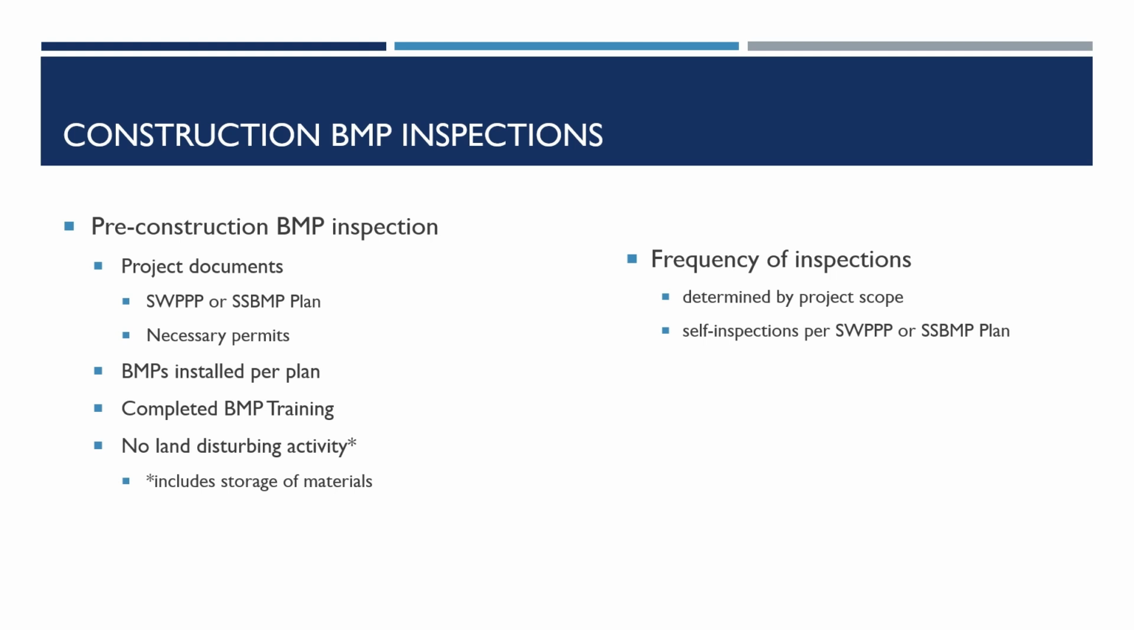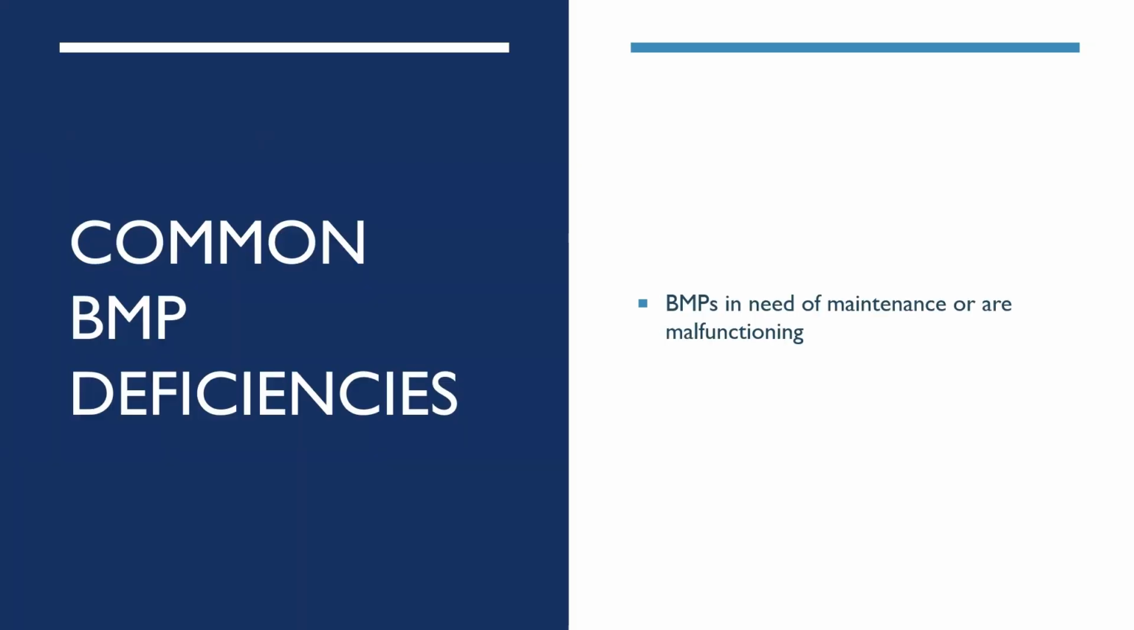Throughout the life of the project, the team must conduct self-inspections of the construction site and on-site BMPs as outlined in the SWIP or SSBMP plan. Typically, these inspections are conducted weekly. Common BMP deficiencies. AirEE BMP inspectors will identify BMPs that are in need of maintenance or are malfunctioning during their inspections. The project team should also be familiar with identifying these issues as they conduct their self-inspections.